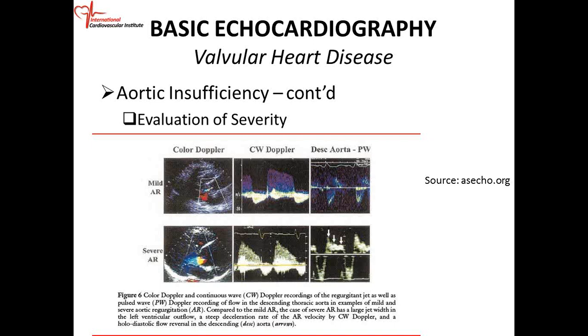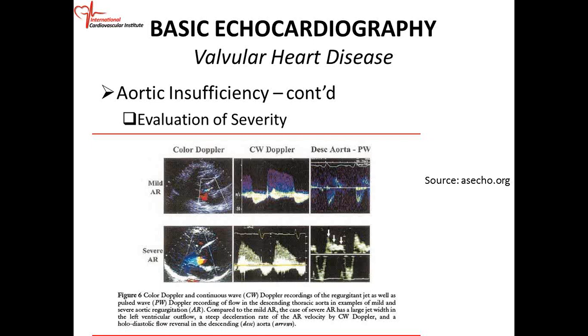And then if we look at the color Doppler signal, it's not bright, it's not dense, and it's not very steep. See that? As compared to this one, it's bone dense and it's very steep. So pressure half time less than 200 suggests severe, and if it's very dense, that also suggests severe. Pressure half time greater than 500 milliseconds suggests mild.